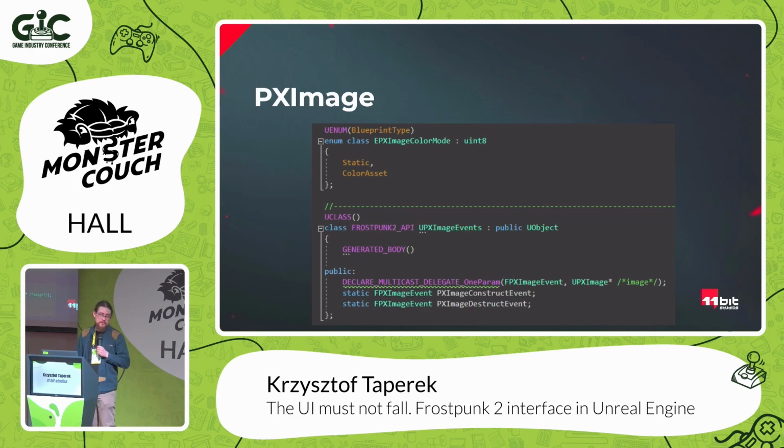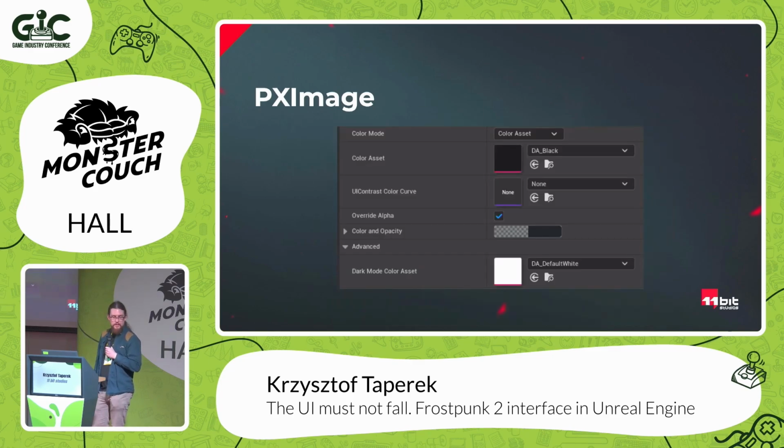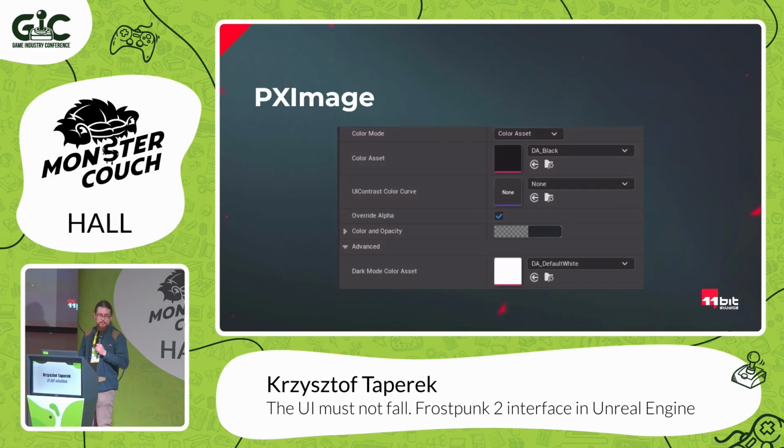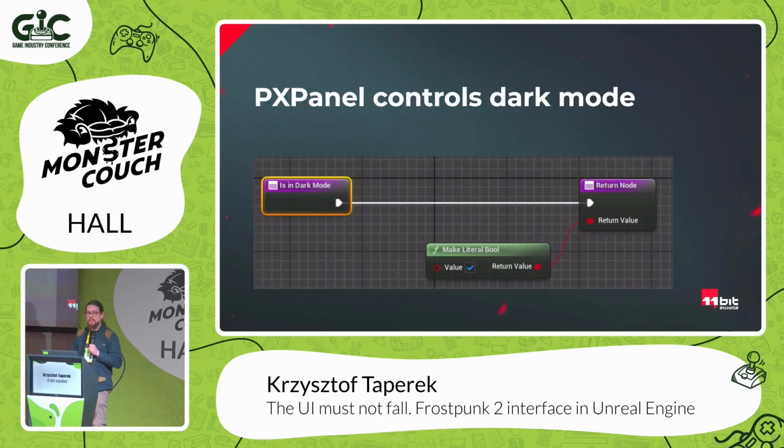So basically, we just created another subsystem for handling that, which behaves in almost a component subsystem way, because we just added some events to call on construct and deconstruct of the image, and we are handling it in a very similar way. We added to every single image those color modes, so it could be a static color or a data asset with color, and we are just switching between the color asset and the dark mode color asset. And panels are responsible for handling that for the whole hierarchy.